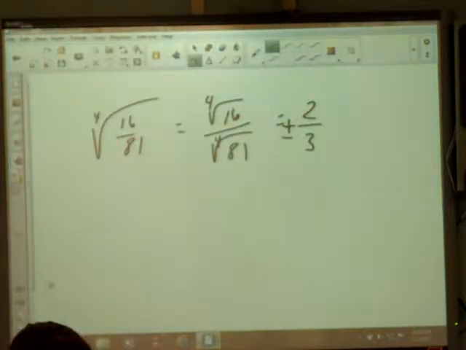Am I good on that? So it's an even root, and it's always going to be plus or minus? Yes.